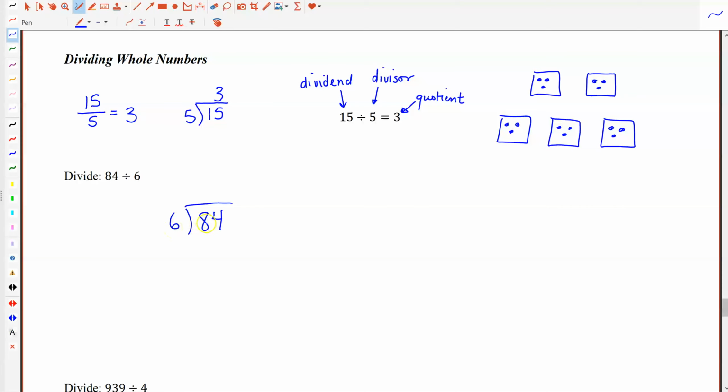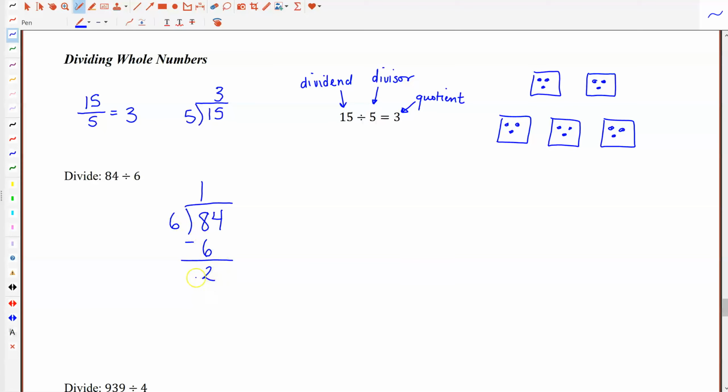6 go into 8? So notice I'm going to just kind of ignore that 4 for a moment. I'm just going to look at that 8. So how many times can 6 go into 8? Well, it can only go in 1 time. 1 times 6 is 6, so I'm going to put that multiplication result underneath the 8, and then I subtract going down. 8 minus 6 is 2. That's the remainder just from that step.